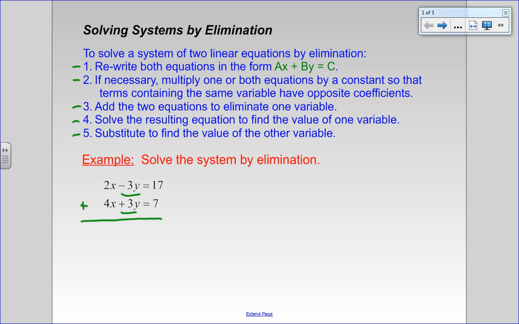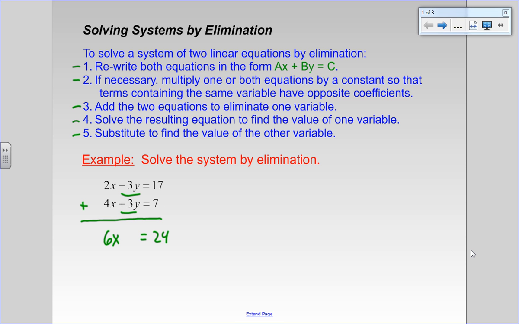Now note that we can perform this step because of the addition property of equality. Essentially, we're adding the number 7 to both sides of the first equation. But on the right-hand side, we'll actually add the number 7. On the left-hand side, we'll add the equivalent expression, 4x plus 3y. And as we add those expressions on the left-hand side of this equation, we see that 2x plus 4x is 6x. And then negative 3y plus 3y is 0. The y terms cancel out because they have opposite coefficients. On the right-hand side, 17 plus 7 is 24.